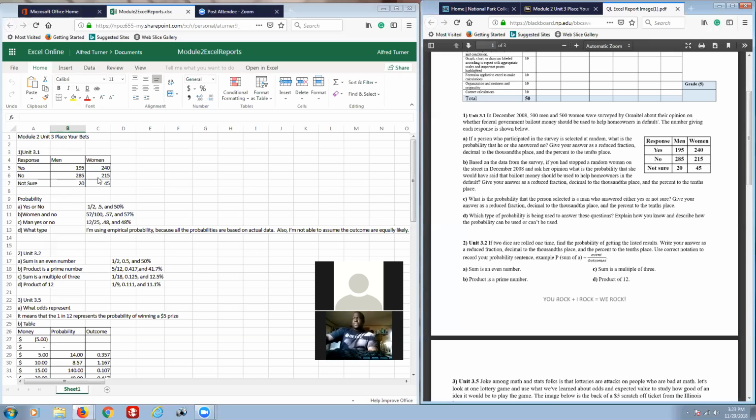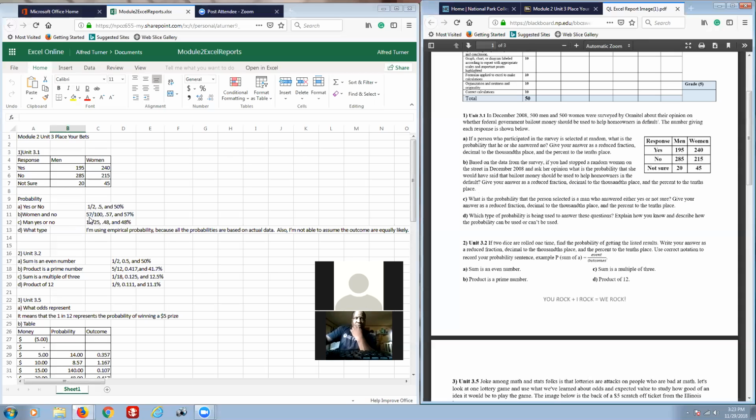Okay, I created my chart right over here, just like they had. On part A, the answer yes or no, it'll be half, 0.5, which would be 50%. If it was a woman, if you stopped the woman and asked her, it'd be no.